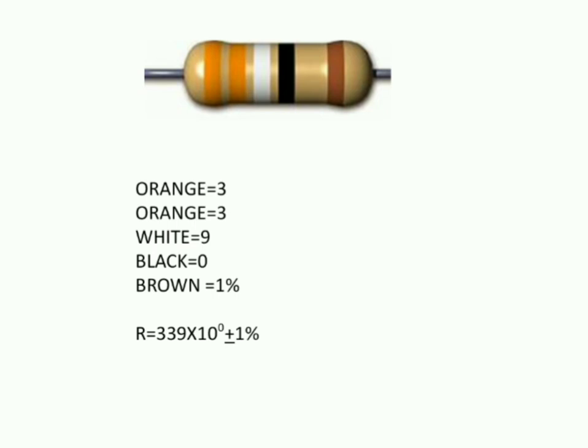First write their color codes: 3, 3, 9 and 0. Brown has a tolerance of 1%. So its resistance would be 339 into 10 to the power 0, that is 339 ohms with plus or minus 1% tolerance. This is how we can decode a resistor based on the colored bands written on it. And we call this color coding of resistors.